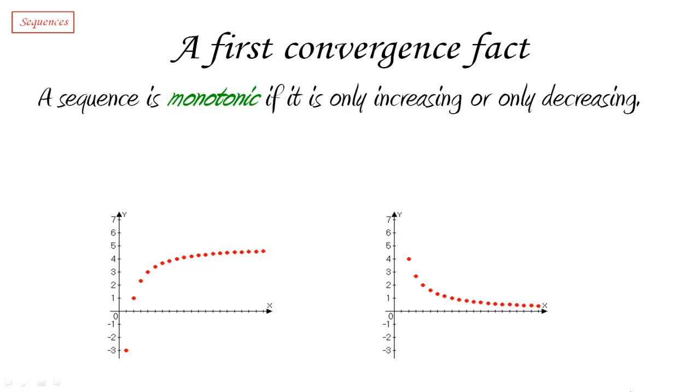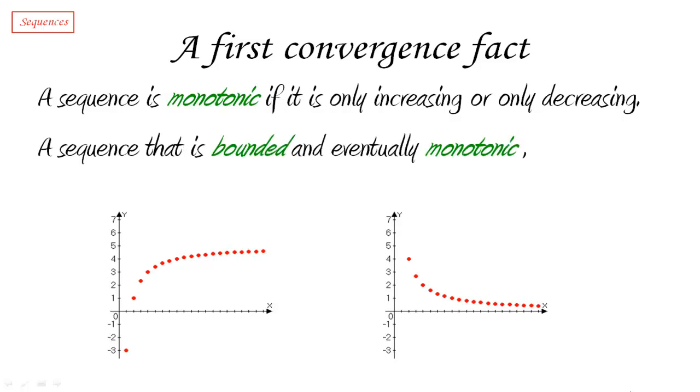And you may be saying, yeah, I know that. That's the same thing as for functions. Yeah, exactly. Except that for functions, we haven't really used this idea very much except to attach a label. Here we're going to be using this a little bit more. So, why is this important? Well, because the first convergent fact is the following. A sequence that is bounded and eventually monotonic is convergent.